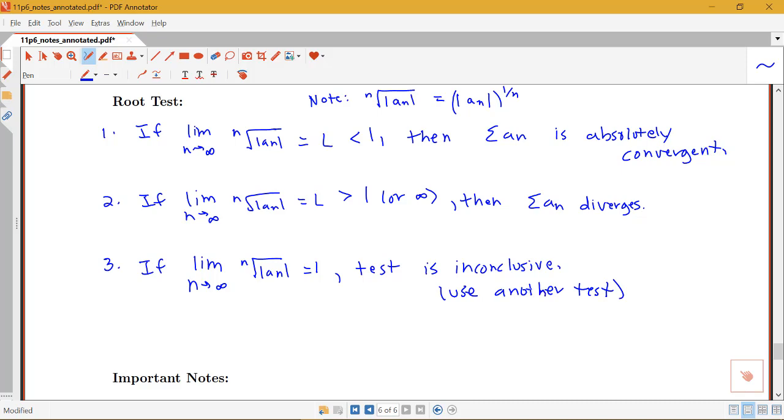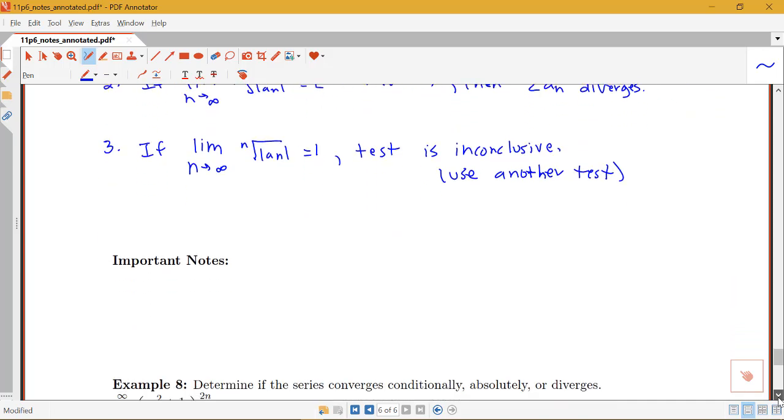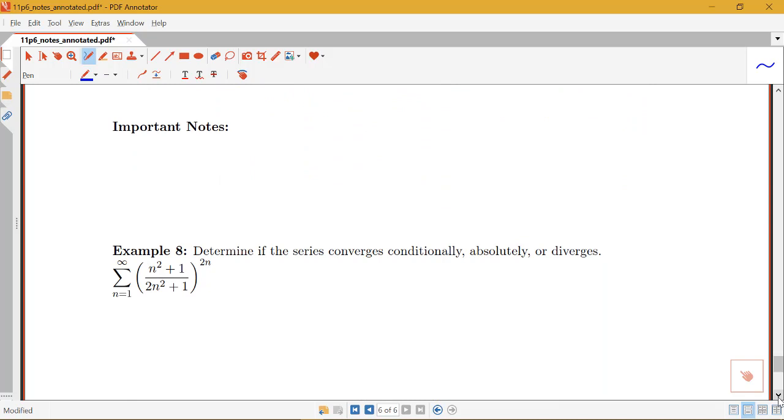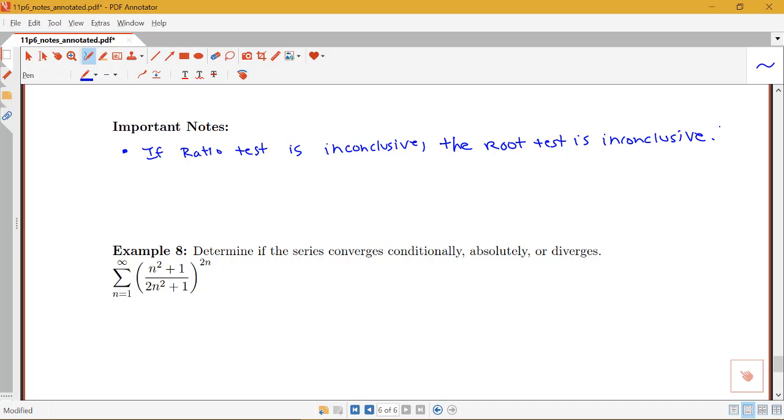We just want to make two notes about our root test, then we'll look at one example. Two things to note about our root test. If the ratio test is inconclusive, meaning you get 1 for that limit, the root test will also be inconclusive, and vice versa. So if you get 1 for your ratio test, don't think, oh, I'll try the root test. If one fails, the other one will fail. Meaning that the root test is also not a good test to use on p-series type infinite series.